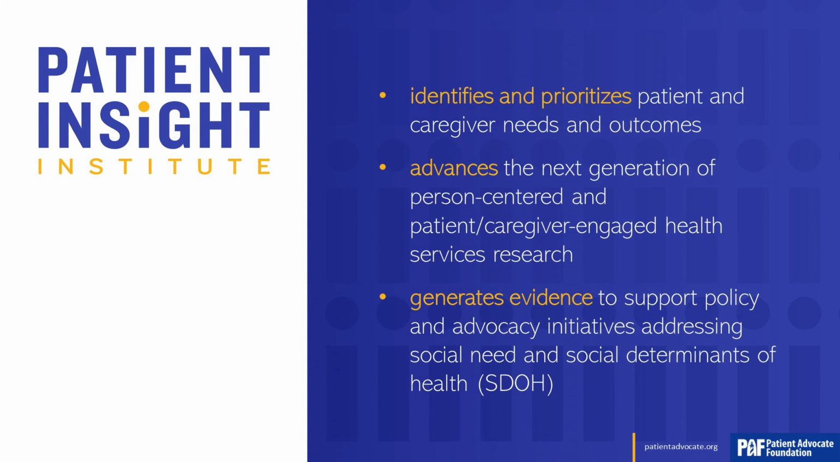We're going to do this in a few ways. We're going to identify and prioritize patient and caregivers' needs and outcomes. And again, PAF has been doing this for years. This is just a formal home and space for us to do this, both with our patient and caregiver partners, as well as a number of other stakeholder partners. We're really going to advance that next generation of patient-centered and caregiver-engaged health services research. So we're going to make sure that not only is policy patient-informed and care is patient-informed, but research is as well. And we're also going to take everything that we learn every day and generate real solid evidence to help support policy and advocacy initiatives so we can drive change with evidence.